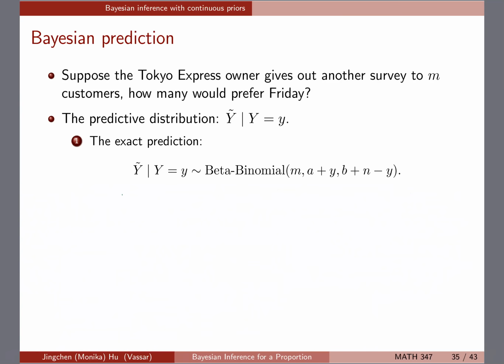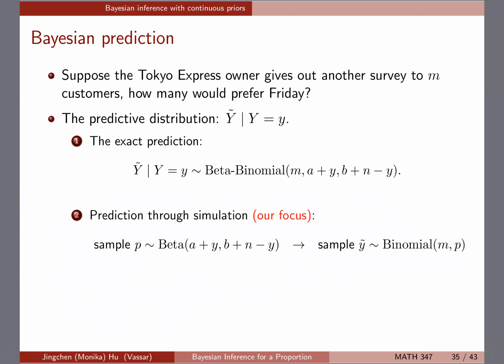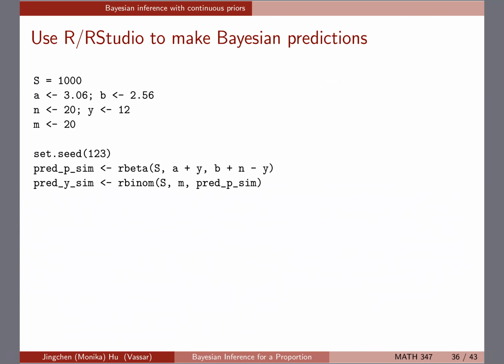All right, so the way to do it is you sample p. Oh, sorry, I should use p. My apologies. Yeah, p is better because we keep talking about percentage here. So p, you sample a p from its posterior, and then you sample y tilde from the binomial. Okay? So our focus for this course is how to do simulation, do prediction through simulation. So this is the procedure, and I present some code. This is also on Moodle if you want to check them out.